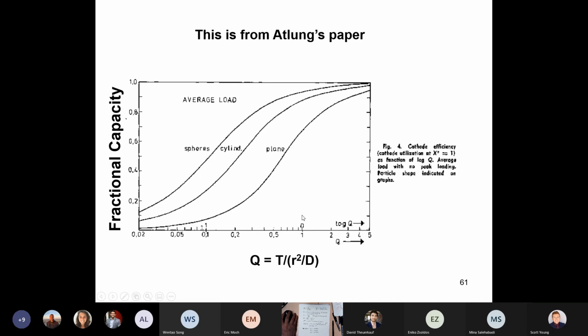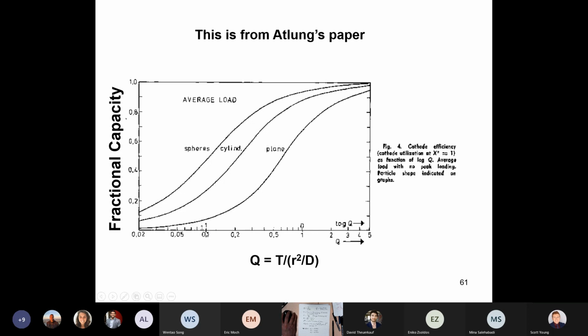The graphs that I calculated were for plane particles, okay? And at Q equals 1, sure enough, we got about 63% of the full capacity at Q equals 1, just like this graph predicts. But look what happens for a sphere at Q equals 1. You get almost over 90%. And this is because the sphere promotes this three-dimensional diffusion into the center. So you end up being much more effective with spheres than plane-shaped particles.